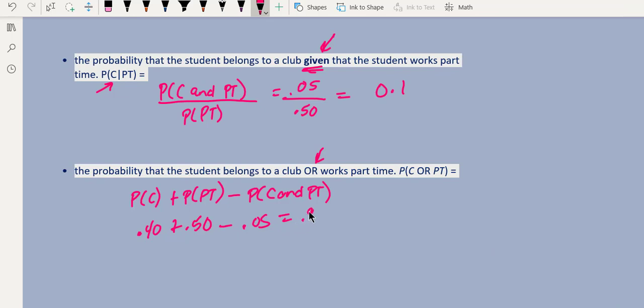Just again, remember when we're dealing with this or, you always have to deal with this setup. Probability of first plus probability of second minus the probability of what the intersected space is. And that is all for this video.